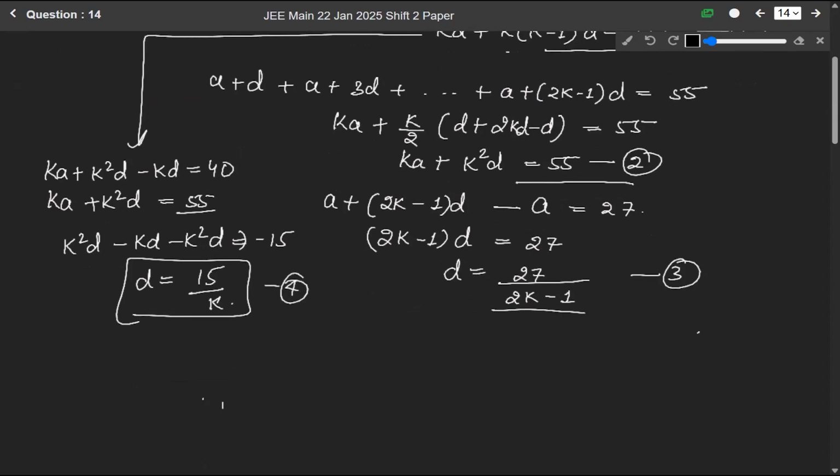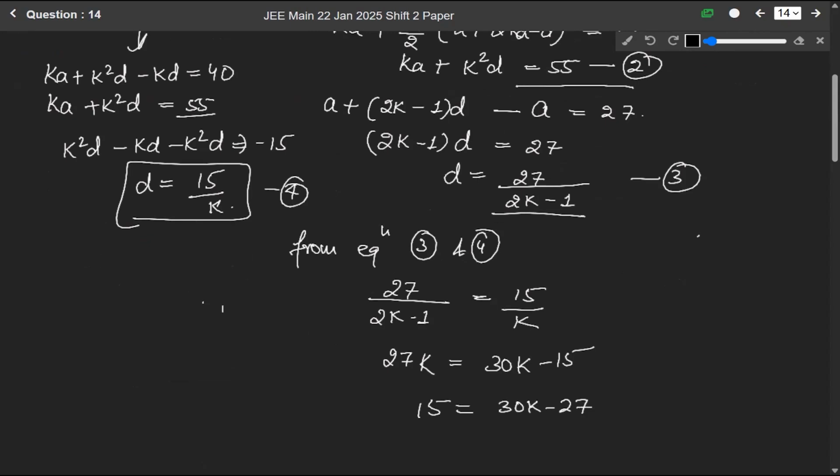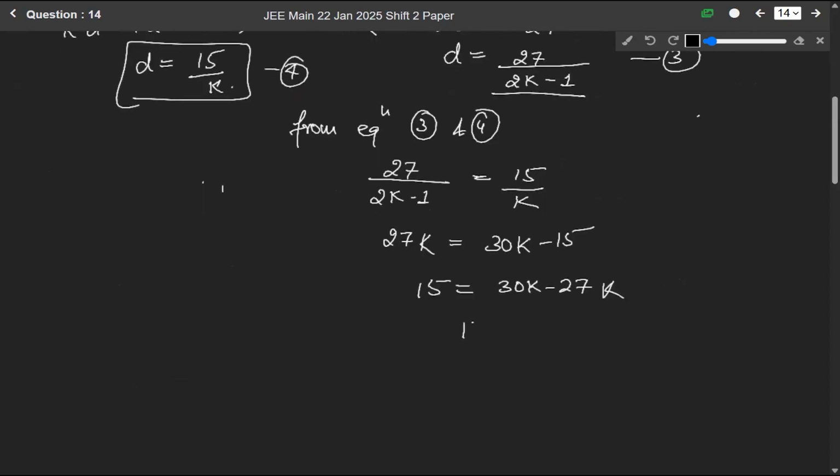And using these two equations, third and fourth, from equation third and fourth, we can write 27 over 2k minus 1 will be equals to 15 over k. So 27k will be equals to 30k minus 15. So 15 will be equals to 30k minus 27k. So 15 will be equals to 3k. So k will be equals to 5 here. Okay. So our answer is k equals to 5.